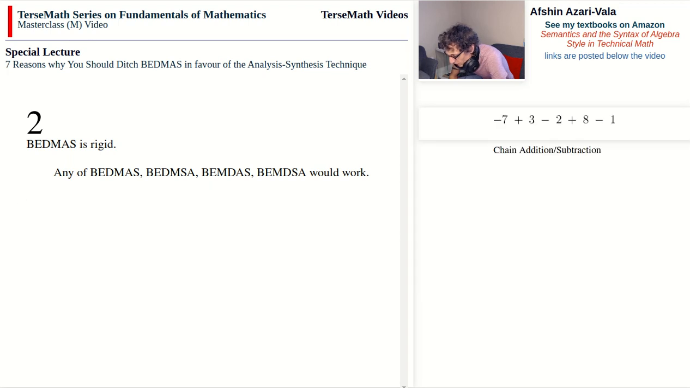Let me explain how all of them work. On the right side, here we have a chain of addition and subtraction. We have 7 plus 3 minus 2 plus 8 minus 1. And in fact, with the approach that I propose, this is the way we see them.